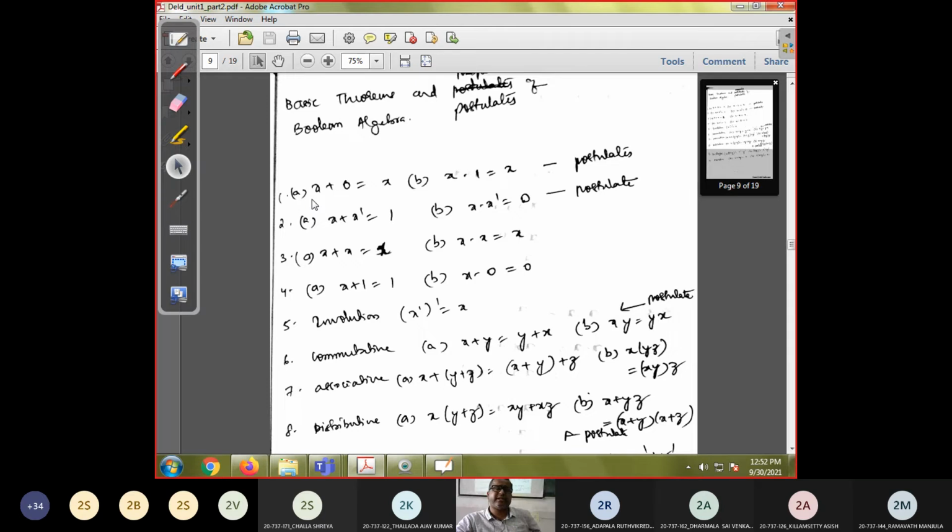So first one says x plus 0 will always be equal to x, x dot 1 will always be equal to x. Similarly, second one says x plus x bar equals 1, x dot x bar equals 0. Then third one says x plus x equals x, x dot x equals x. x plus 1 equals 1, x dot 0 equals 0. These are my fundamental axioms of Boolean algebra.